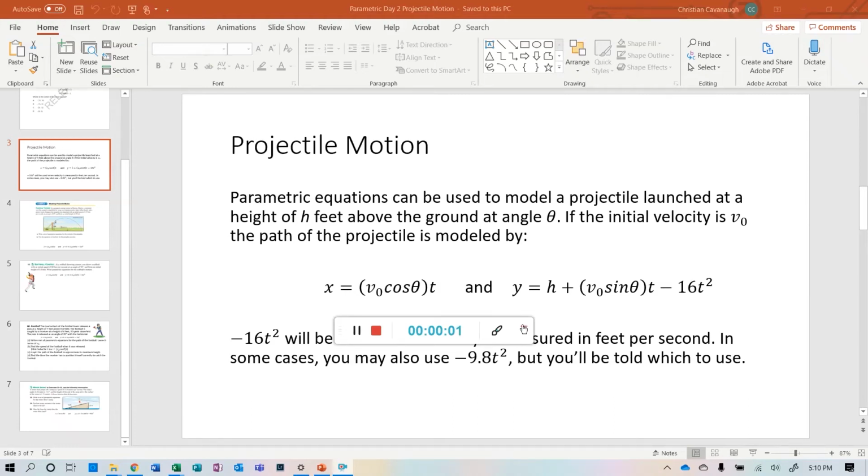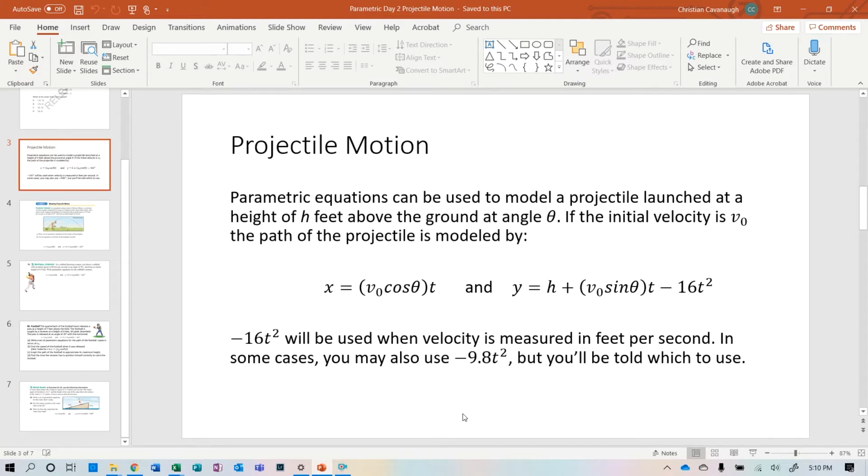Hey guys, so this video is going to get more into the types of situations in which you would use parametric equations. So pause and read it and then continue.